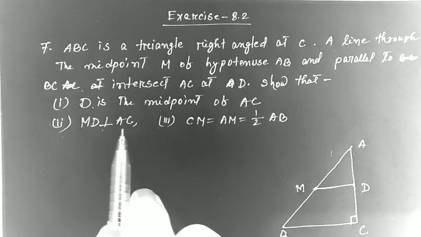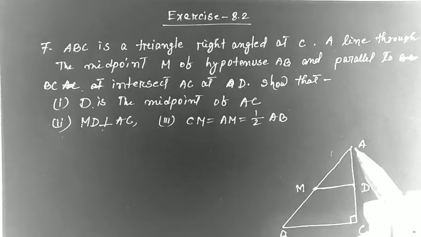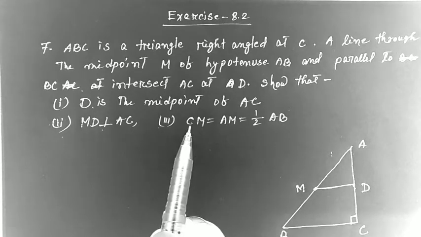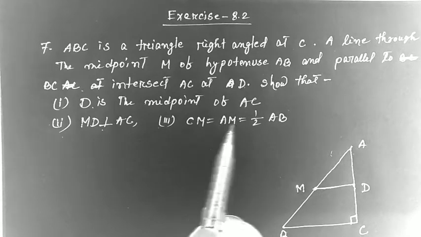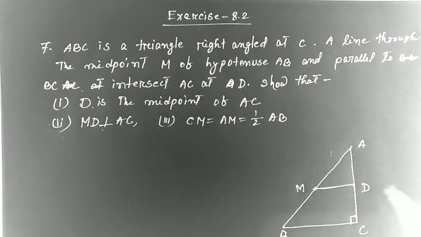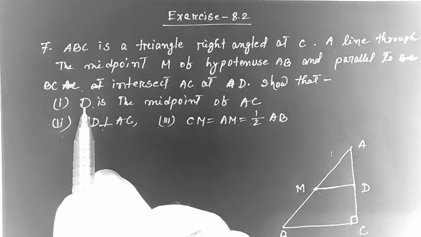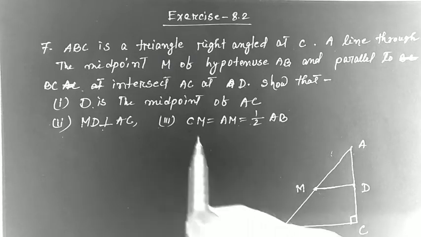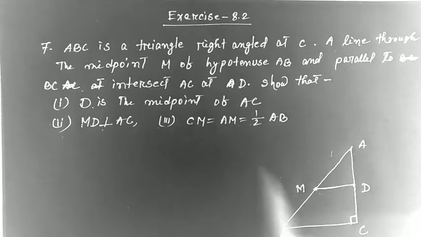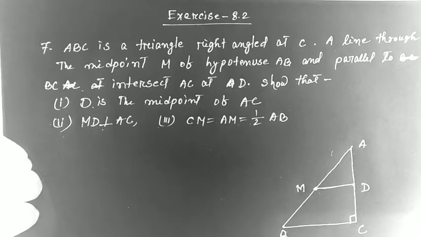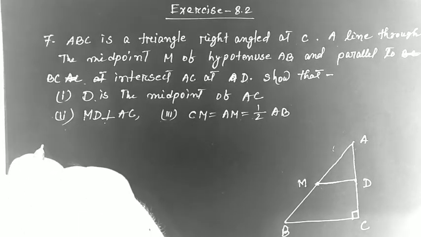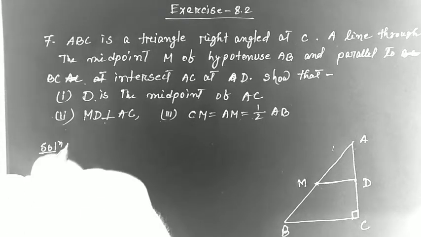We need to prove D is the midpoint of AC and MD is perpendicular to AC. Again, CM is equal to AM is equal to half of AB. So we will join CM later when we solve number 3. First of all, we do numbers 1 and 2. When we solve number 3, then we will join CM. So first of all, what is given?